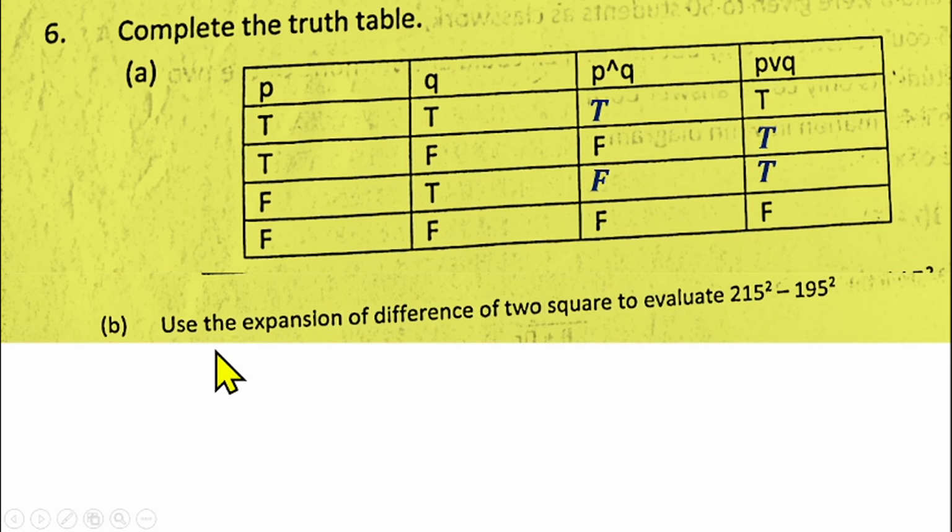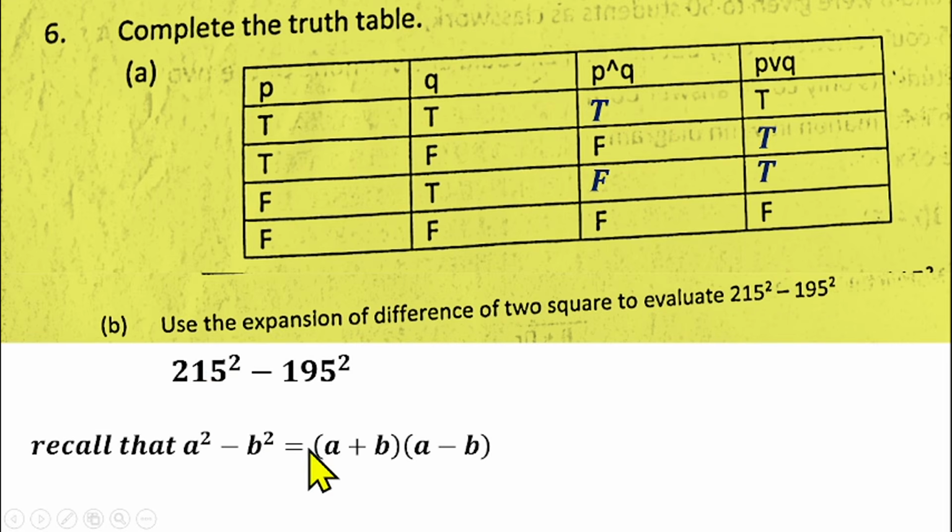Then for question number 6b, you have to use the expansion of difference of two squares to evaluate 215 squared minus 195 squared. Like you have been told, they want you to use difference of two squares to expand this. They don't want you to use a calculator. So this is a difference of two squares. If you recall, a squared minus b squared gives us a plus b into a minus b.